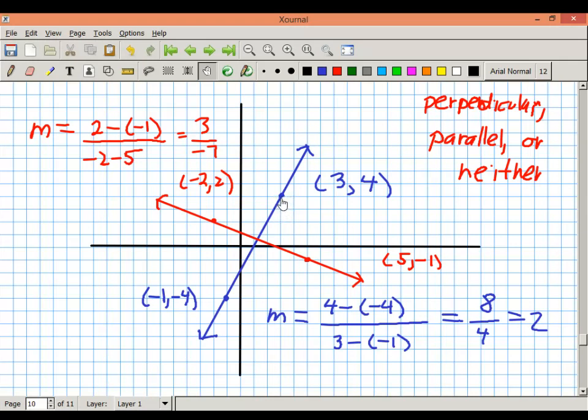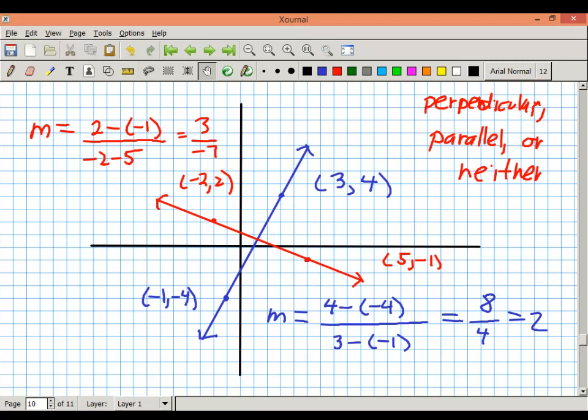And if I go to calculate the slope of that line, which I did down here in the blue ink, I'm using the slope formula, subtract the y-coordinates. 4 minus -4 is the rise. 3 minus -1 is the run. So when I do the calculations, I have 8/4, which is 2. So the slope of that blue line is 2, positive 2.